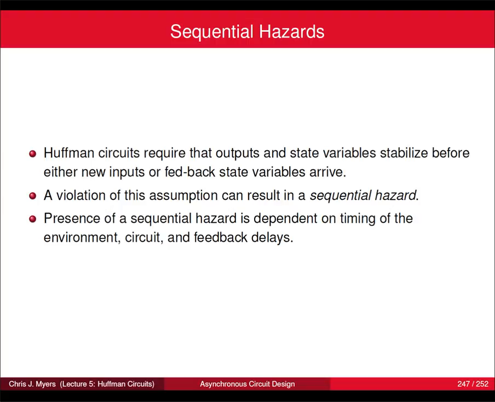But the last thing to remember is that we have to make sure that the fedback state variables don't come around too quickly. We have to put delay in the feedback path, and that's what this part is about. The last step is to make sure that your feedback paths are the right speed. So Huffman circuits require the outputs and state variables to stabilize before any new inputs or fedback state variables arrive. A violation of this assumption results in something called a sequential hazard. And the presence of a sequential hazard is dependent upon the timing of the environment, the circuit, and your feedback delays.